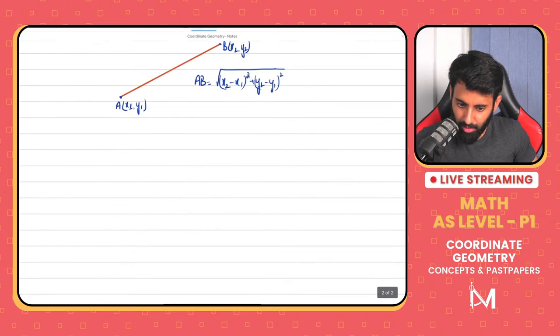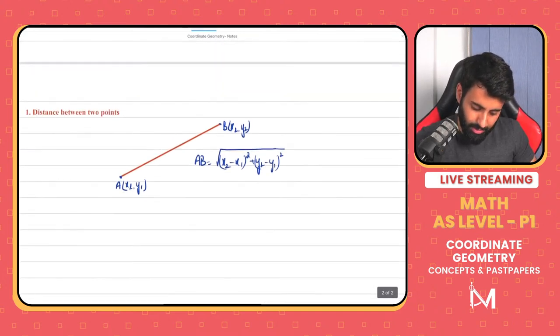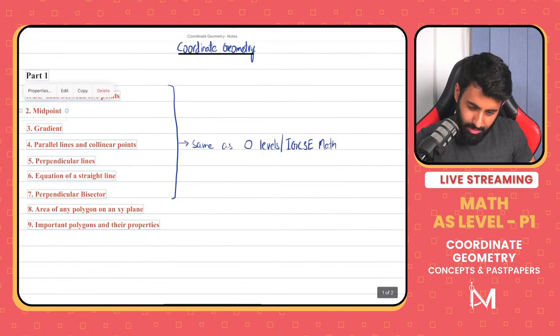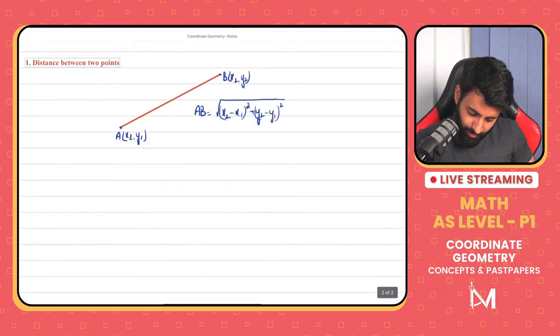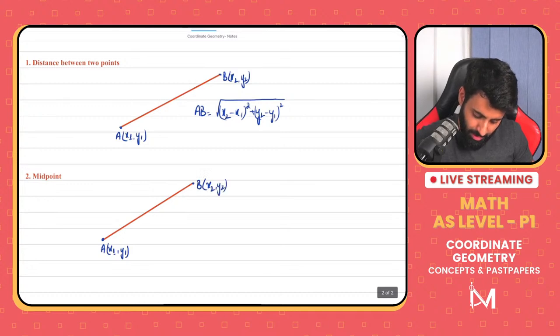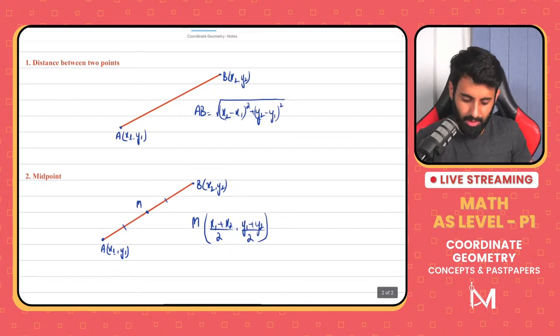Now the other concept, which is midpoint. Anyone who remembers the formula for midpoint? If you have a point with coordinates x1, y1, and another point with coordinates x2, y2, the midpoint is basically the point that is equidistant from A and B. The formula is very simple. You add the x coordinates and divide by 2, you add the y coordinates and divide by 2. That is, (x1 plus x2) upon 2, comma, (y1 plus y2) upon 2. There you go.